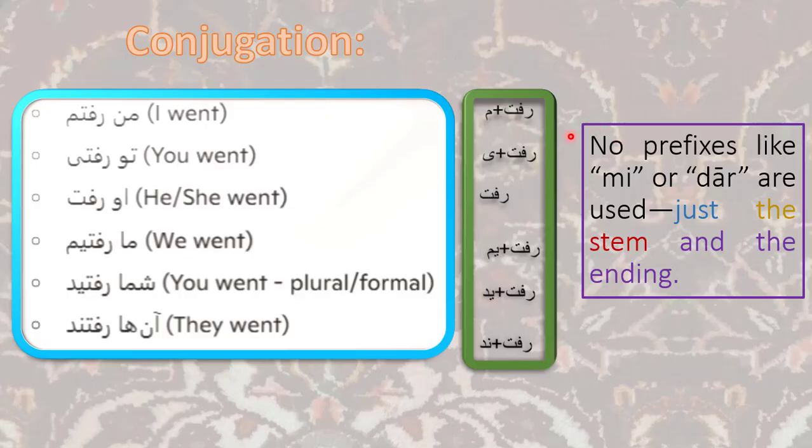In order to identify the specific pronoun and grammatical person being discussed, so that we know which subject and pronoun we are talking about, or to clarify which person we are referring to. No prefixes like mi or dar are used, just the stem and the ending, to indicate which person we are talking about.